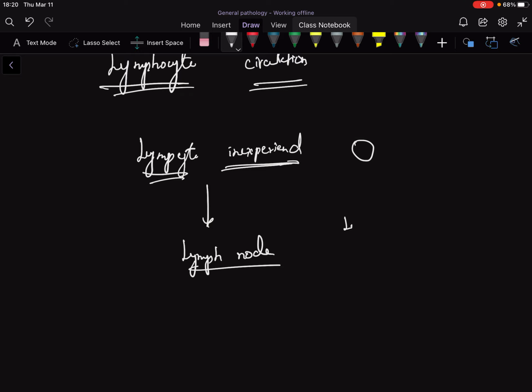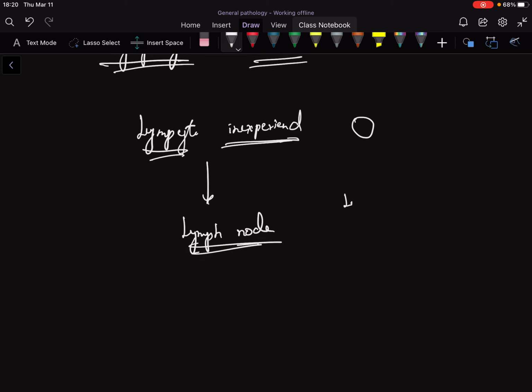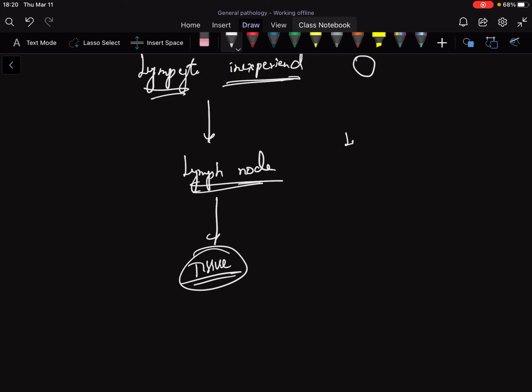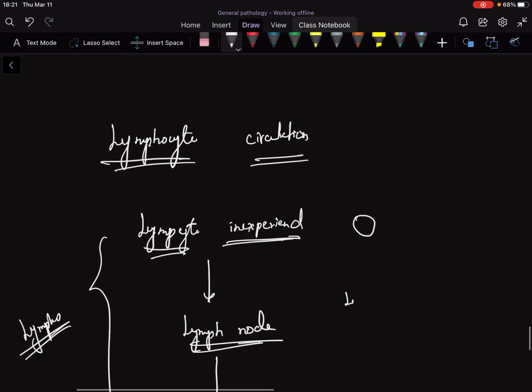and in the lymph node, once the antigen presenting cell comes, it will present the antigen to these lymphocytes, and from the lymph node they go to the tissue. So this entire process is called lymphocyte recirculation. It means antigen presenting cells should take the antigen from the tissues and run to the lymph node, and in the lymph node the inexperienced T lymphocytes should convert into experienced T lymphocytes and go to the tissue. This process is called lymphocyte circulation. Thank you.